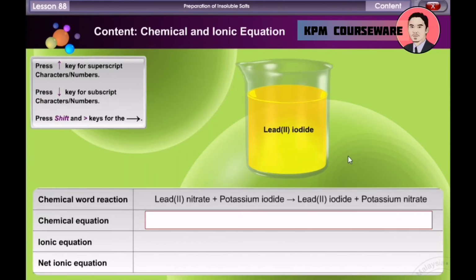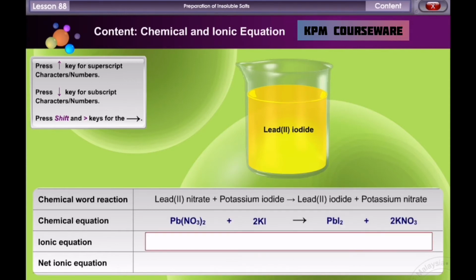Now, key in the chemical equation from the chemical word equation. Check your answer when you're done. Now, key in the ionic equation from the chemical equation. Check your answer when you're done.